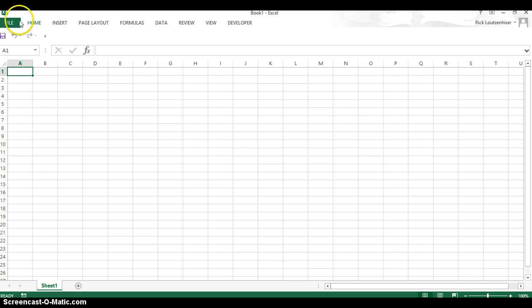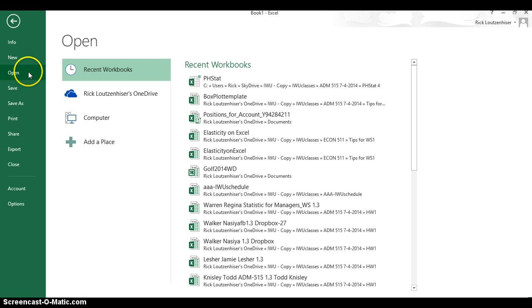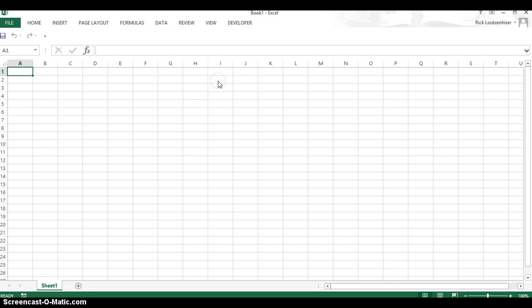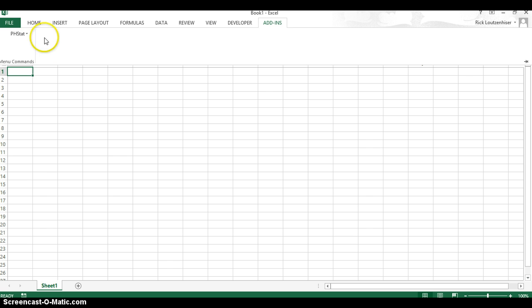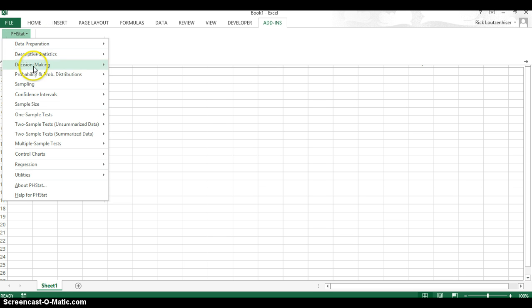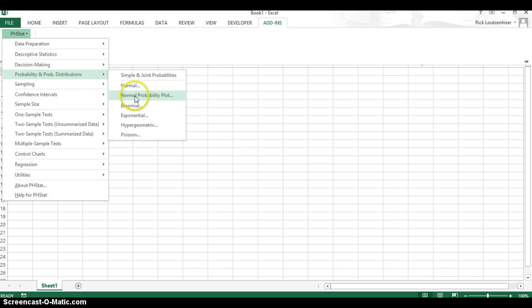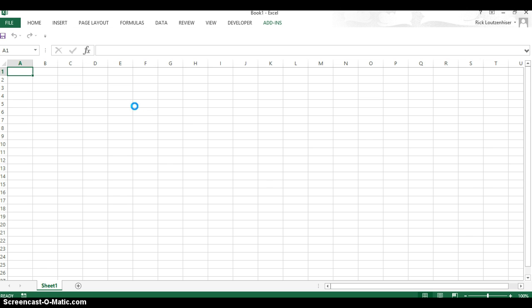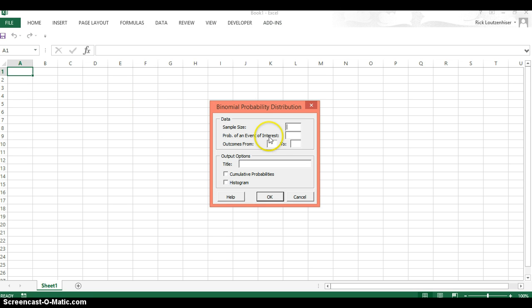So I need to go to File and get my PHStat fired up. That's there. It's going to ask me to enable the macros right there, and I get add-ins right there. Now I'm ready to go. So I want to find a binomial. It's going to be a probability distribution, so I go there and it asks me, what's your sample size? Well, it's going to be 3.